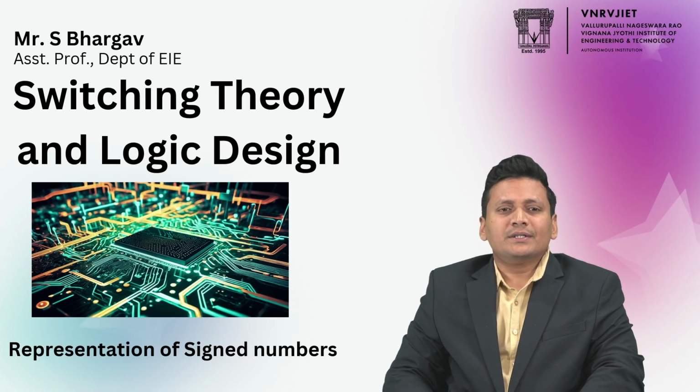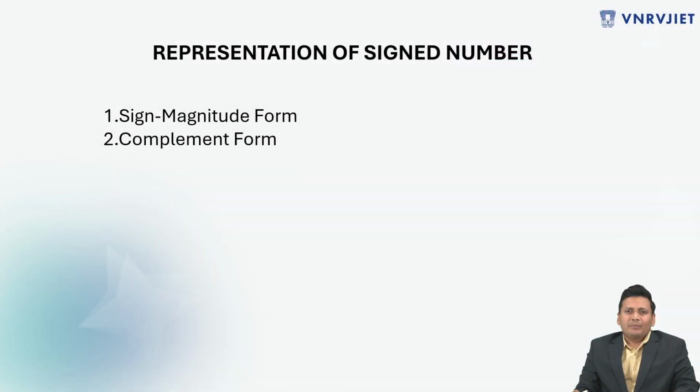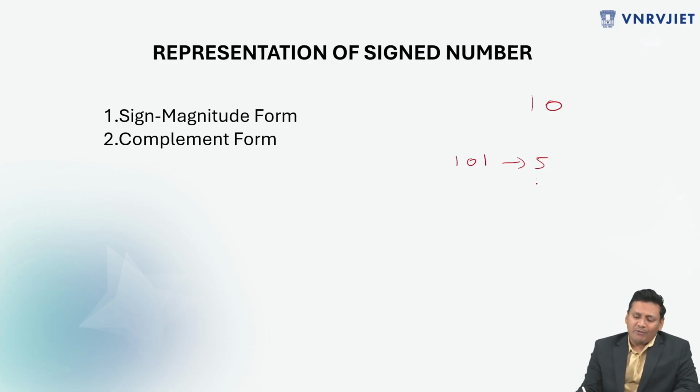Today I am going to discuss a topic called representation of signed numbers from the subject Switching Theory and Logic Design. Any binary number, as we know, is represented either in ones or zeros, right? So binary number means we will have either 1 or 0. Representing any positive number is not a problem. For example, 101 means 5. But in real life applications, 5 can be either -5 or +5, right?